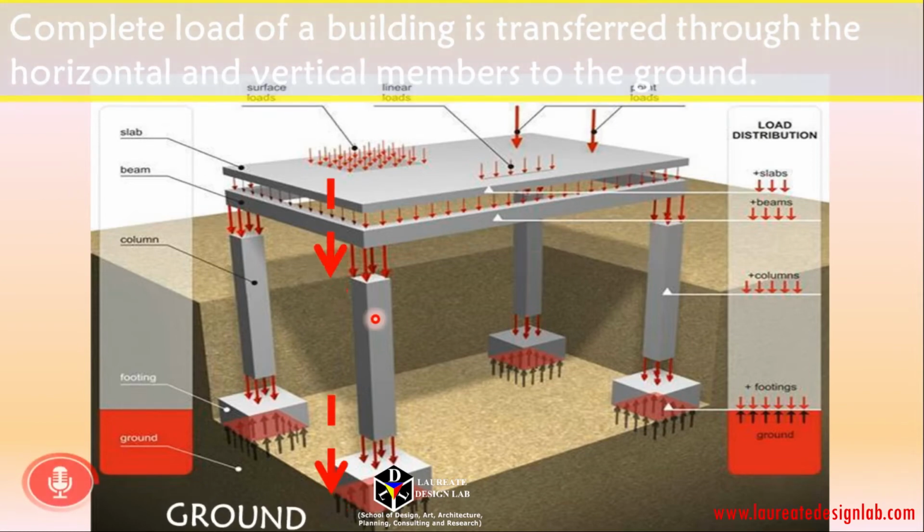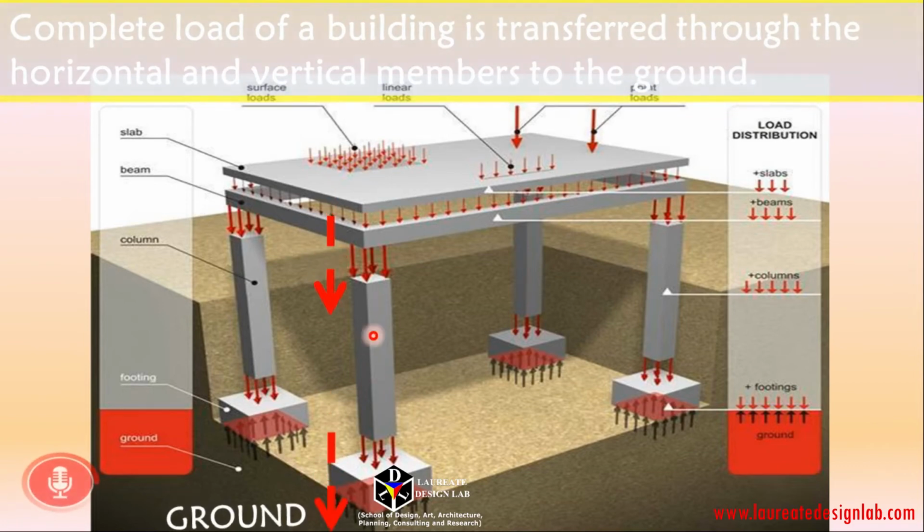Once these four columns, which are shown here in this diagram, take the load of the slab and the beams, the columns take it to the footing. Footing is the part of the foundation or the substructure which is below the ground. So the spread of the footing matters here. The higher the footing slab size, the greater the spread of the load over the ground, underground.